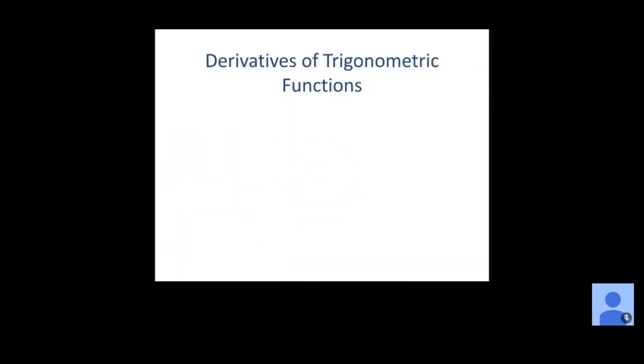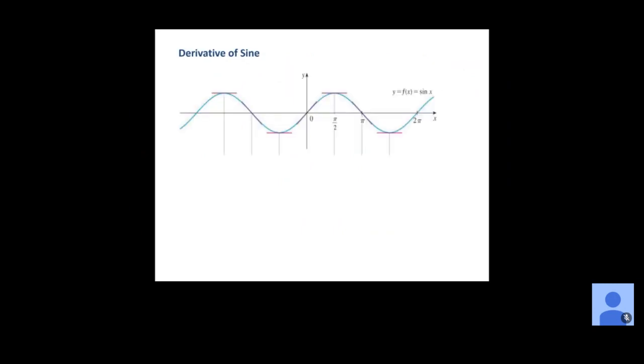All right, so 2.4, we're going to look at derivatives of our trig functions now. So everything we've looked at has been polynomial, quotients, some products, things like that. So now we're going to actually look at what happens if we take the derivative of a trig function. We're going to start with sine.